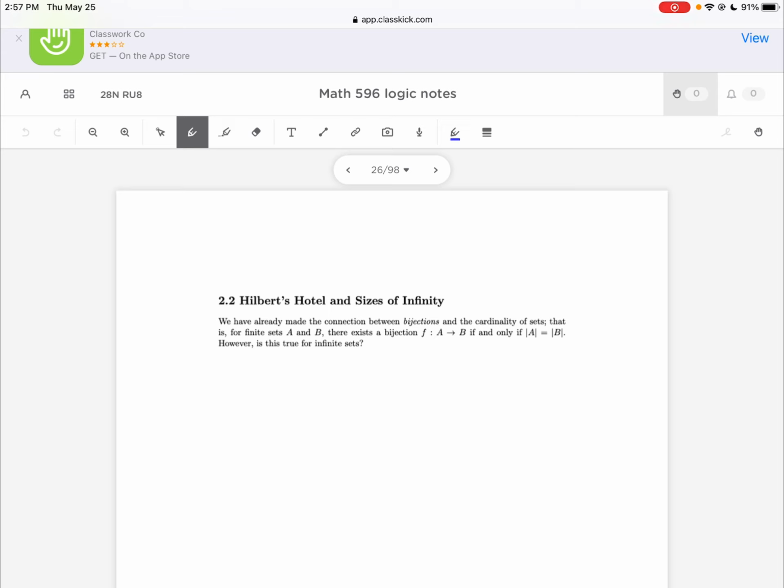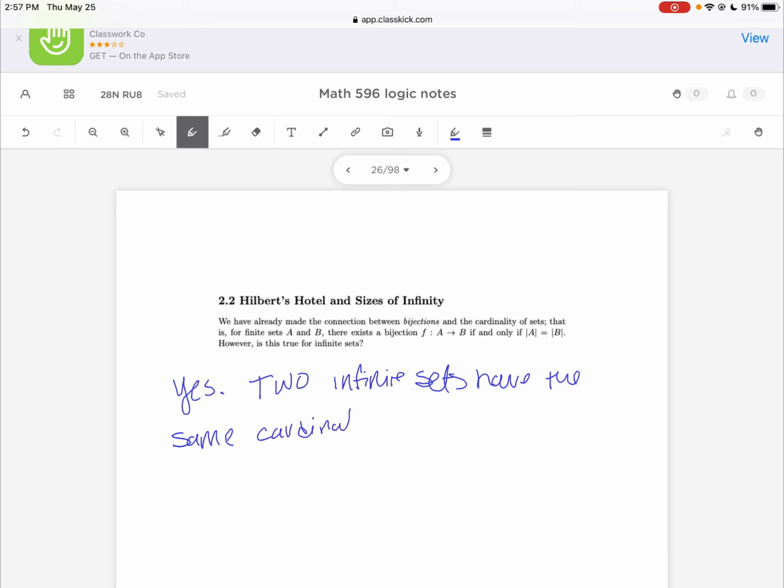It turns out the answer is yes, and by definition. So this is how we're going to define the cardinalities of infinite sets. We're going to say that two infinite sets have the same cardinality if and only if there exists a bijection between them.